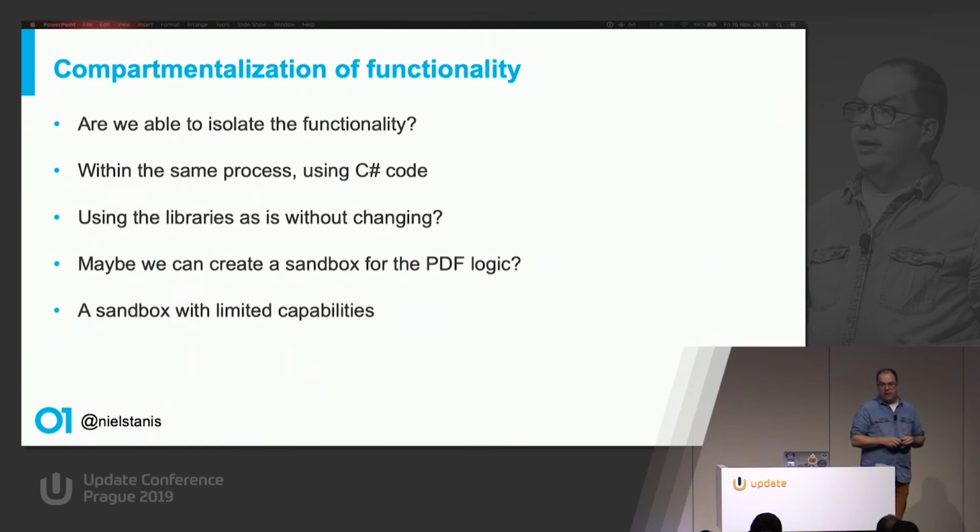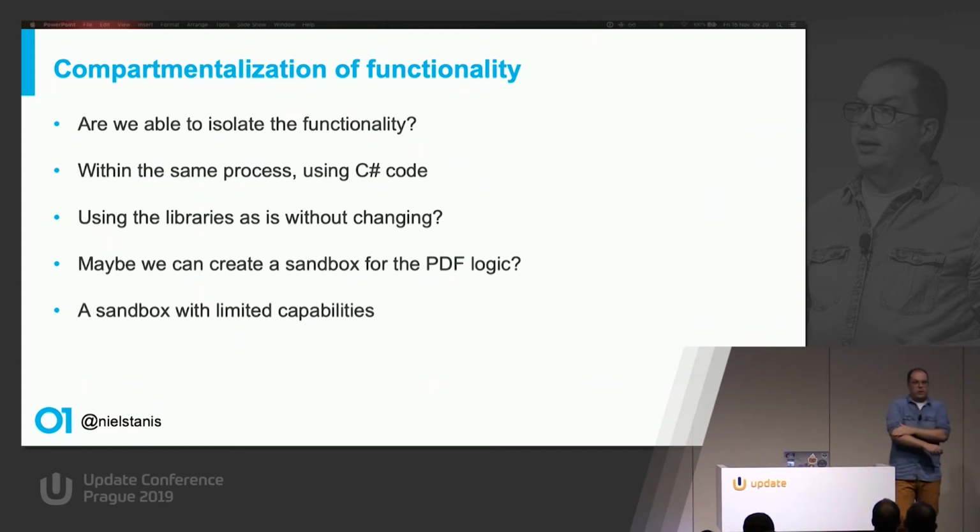Demo set. So let's see if we have the ability to maybe take this functionality as is inside the application and isolate it in a way that it will be less harmful. And the thing that I would prefer to do is to use code that needs to be in the same process, and I would like to use the library as is, with no changes, right? Maybe there's an ability for us to create a sandbox where the PDF logic is being executed, and then we can control what's happening in there.